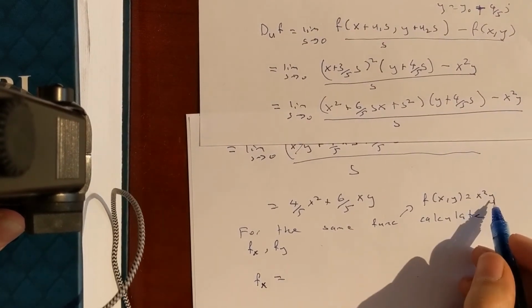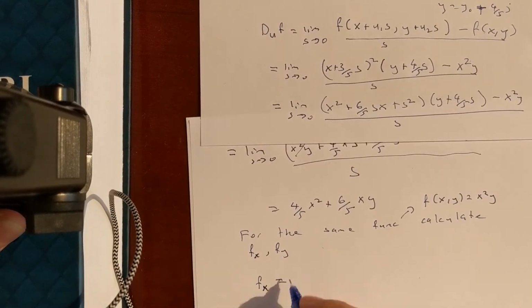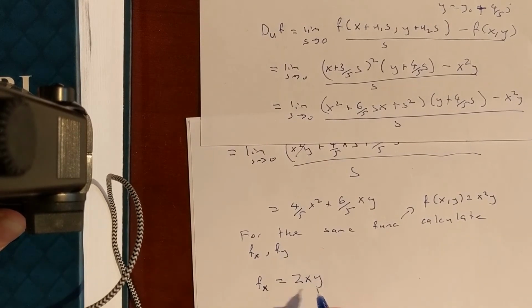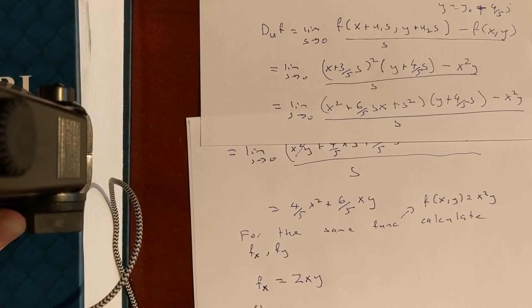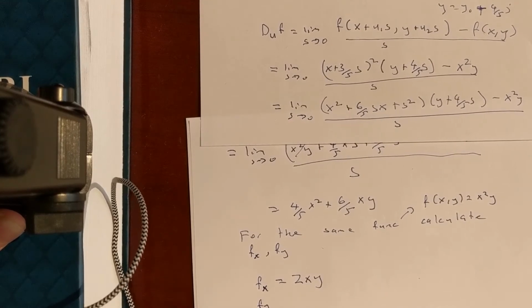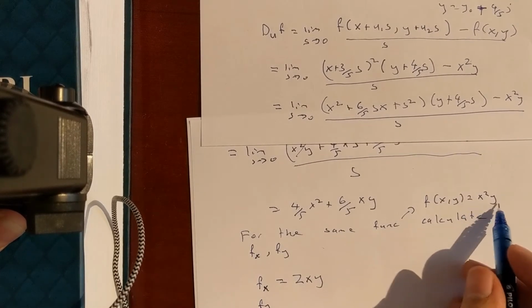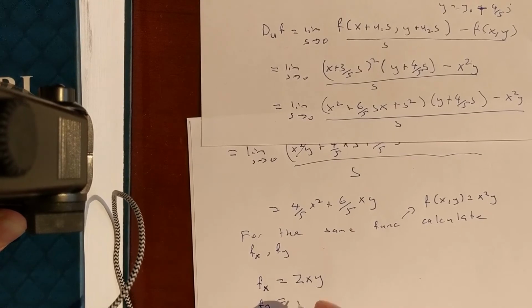So I'm just going to treat y as a constant now. So this is just going to be 2xy. Okay, and f sub y. Now I'm going to treat x squared as a constant. So it's constant times y. The derivative of y is just 1. So it's just going to be x squared, right?